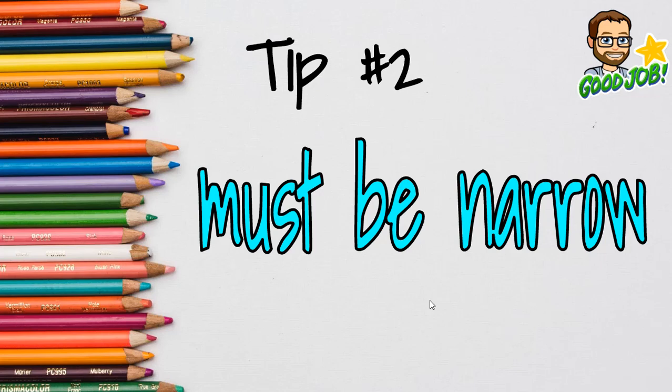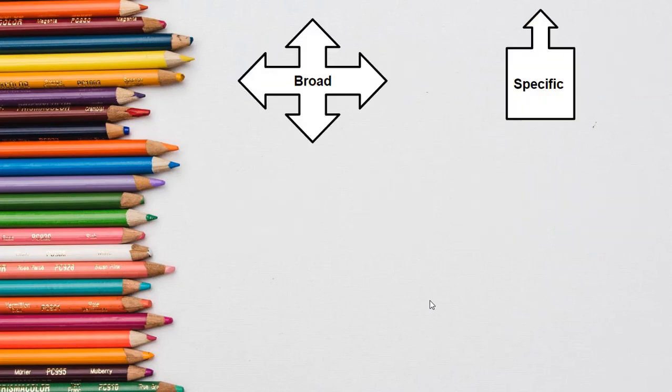This is also tip number 2: your thesis statement must be narrow. In a previous video we covered how you can make your thesis statement strong, and now here's how to make it narrow, or more precise, more specific. So I have these two images up on the screen. One kind of encapsulates what I mean when I say broad, and one what I mean when I say specific.